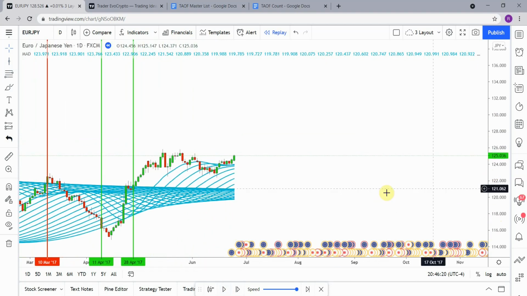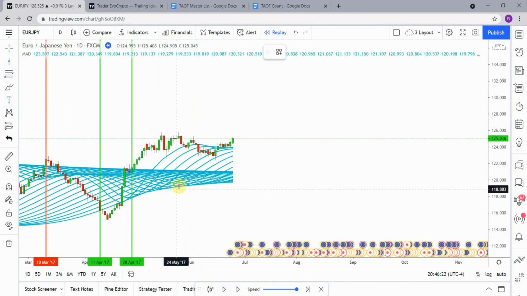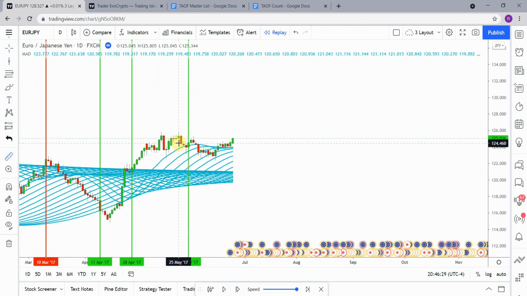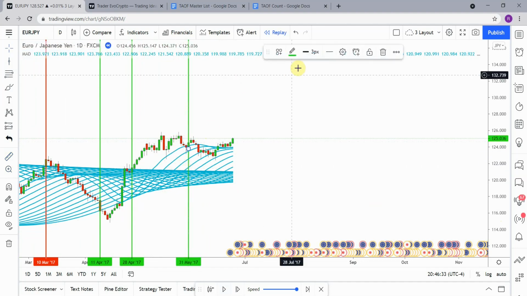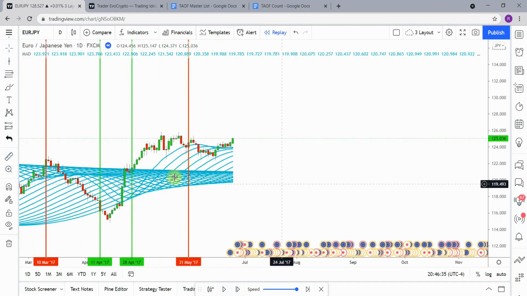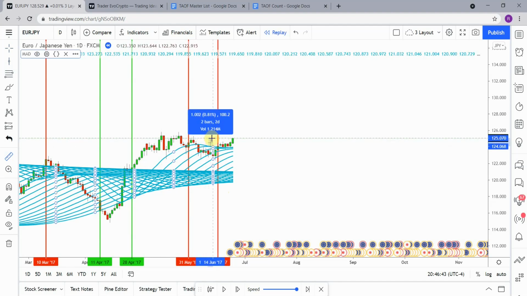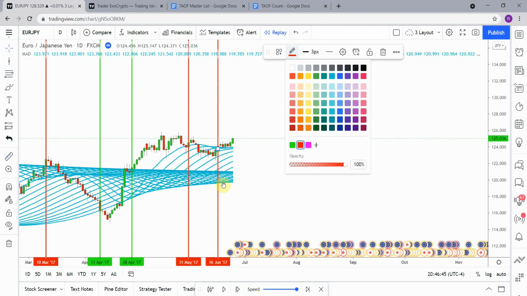Be mindful here as we get these little breakouts, these little micro breakouts here. Get a long right there. That one is going to get stopped out. Then we get another one right here. Looks like though this one gets us to take profit. It does.